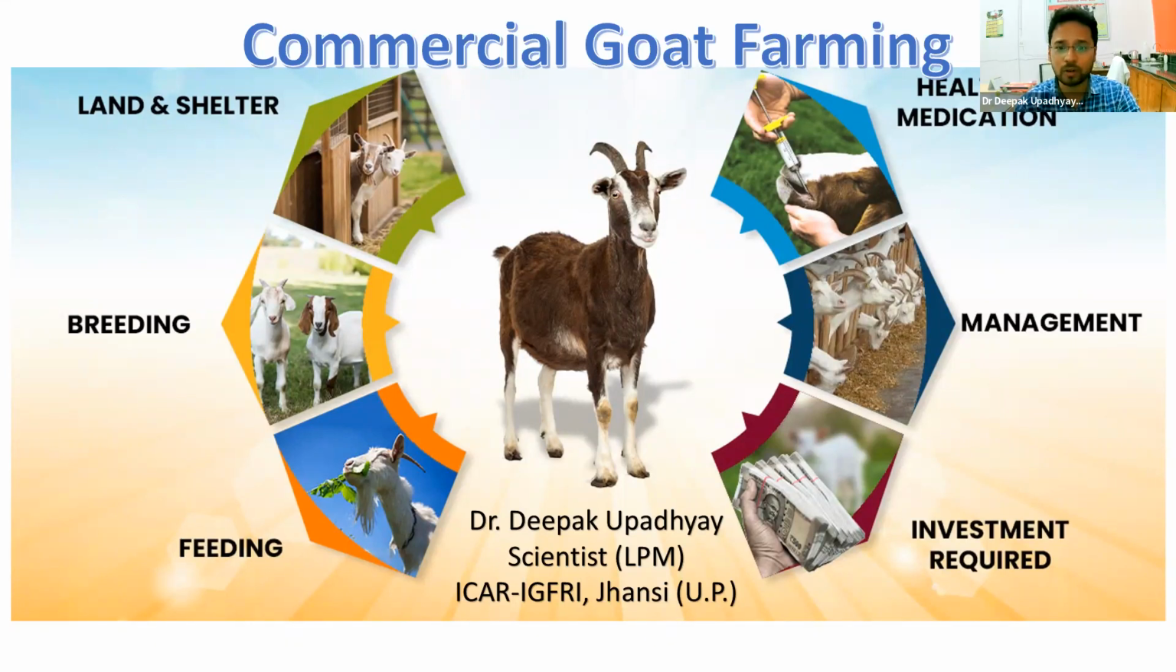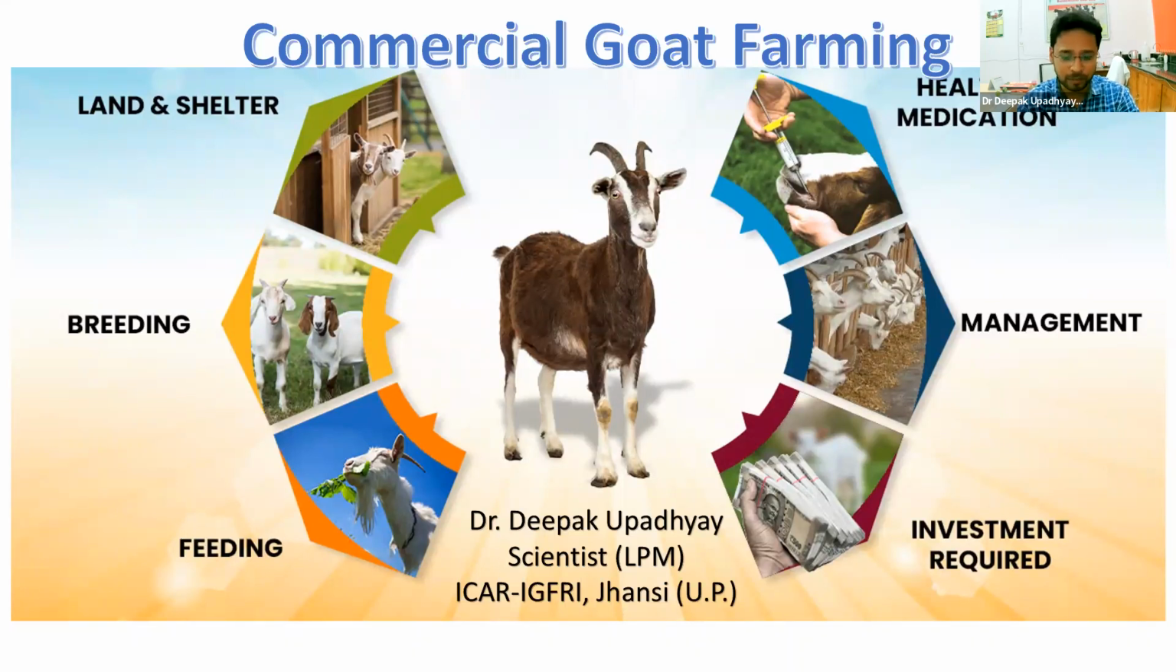The topic is commercial goat farming. Why has this topic come into the scenario? The reason is that nowadays the meat-eating population in India, that is the non-veg population of India, is increasing very much. So that is creating the demand for meat. In previous years, there were other options for the non-veg populations.